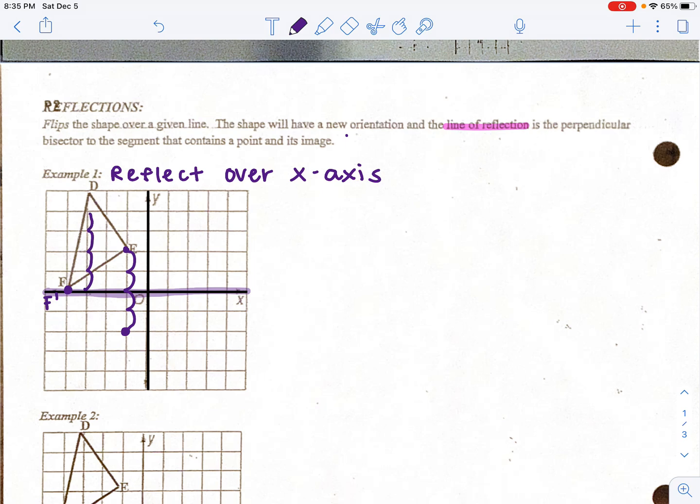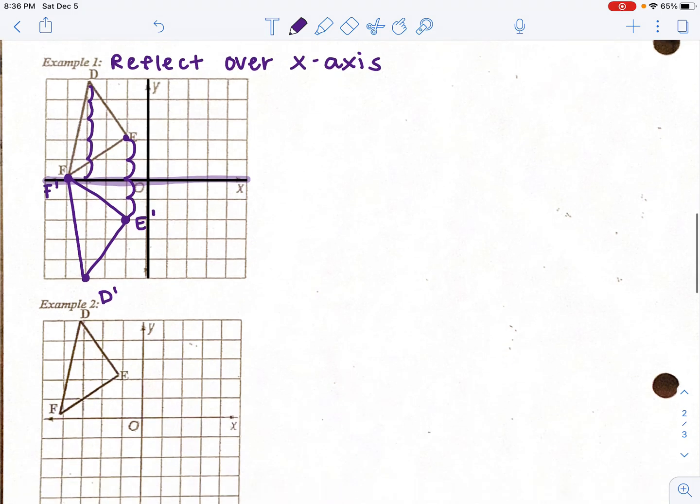For D, D is 1, 2, 3, 4, 5 away. So to get D prime, oops, I forgot to label that. To get D prime, I'm going to go 1, 2, 3, 4, 5 away from it the opposite way, and that will get me D prime. So I can connect the dots, and I have successfully reflected that shape over the x-axis.